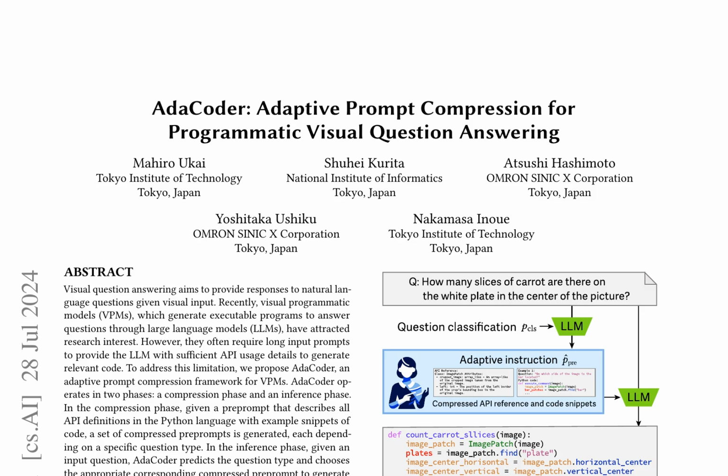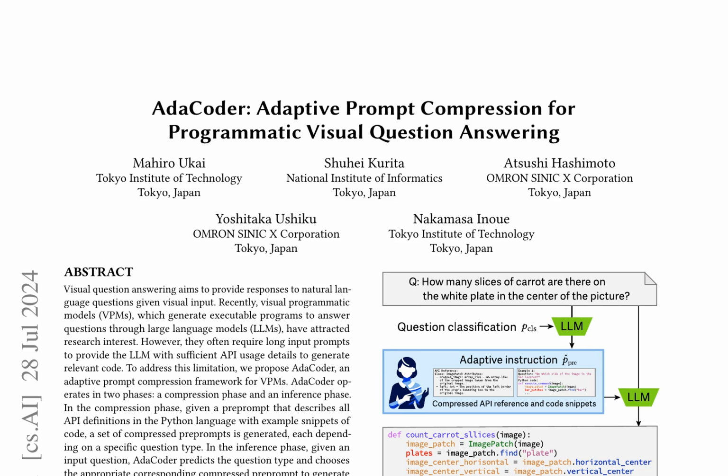Visual Question Answering (VQA) seeks to provide responses to natural language questions given visual input. Recent research has focused on visual programmatic models (VPMs), which generate executable programs to answer questions through large language models (LLMs). However, VPMs often require long input prompts to provide the LLM with sufficient API usage details to generate relevant code. To address this limitation, AdaCoder is proposed, an adaptive prompt compression framework for VPMs.